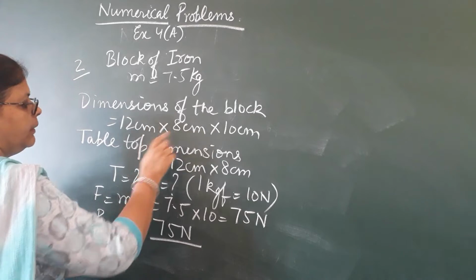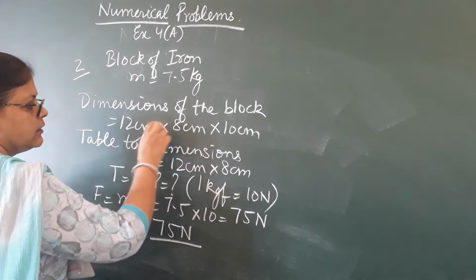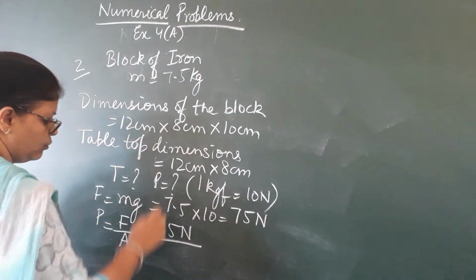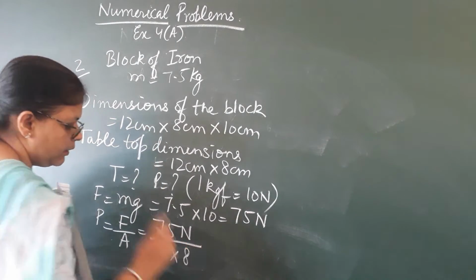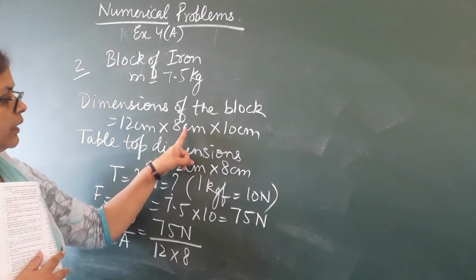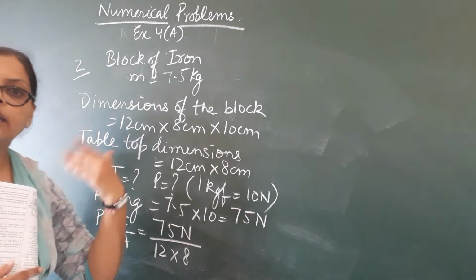And the area will be the dimensions. See, this is L, B and H, and area is L into B. So we are going to consider these two. So that will be 12 into 8. But now, you can see very carefully, this is in newtons, but this has to be in meters. This is given in centimeters. So we need to convert it.